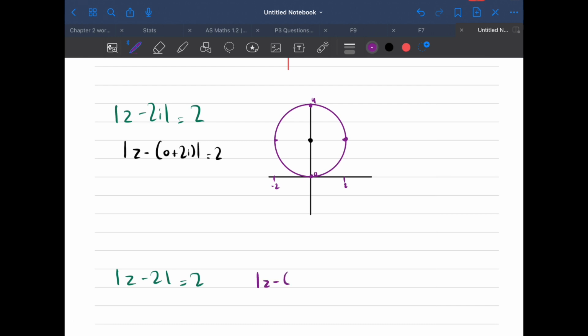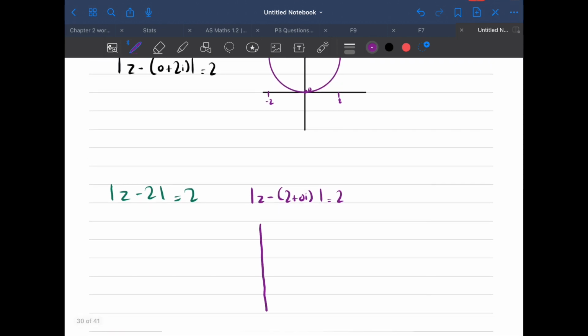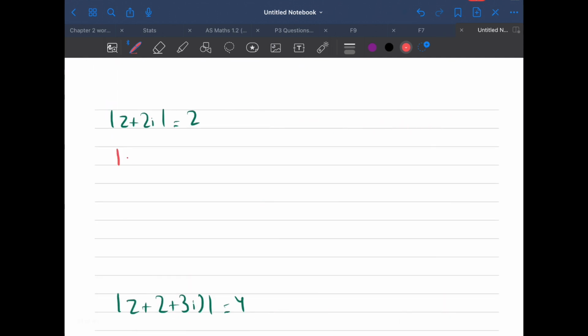Now this one. |z minus (2 plus 0i)| is equal to 2. That means my center point is 2, comma 0. 1, 2, 3 and 4. So now two up, two down, two this side. You make a circle. Do you get this? So guys, do you understand the point? This is your center point. Let's practice more.